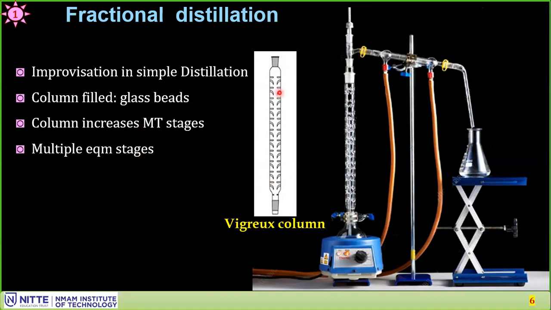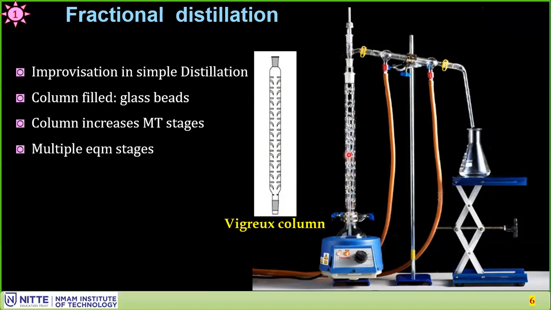Now this column is usually filled with glass beads. If you compare to the previous case, there was not much space and the entire vapor was moving on to the receiver flask. Now here you have multiple spaces available where the liquid heating is not present. So the vapor which is moving up may cool down and roll down by gravity. While coming down, the liquid and the vapor going up come in contact with each other.